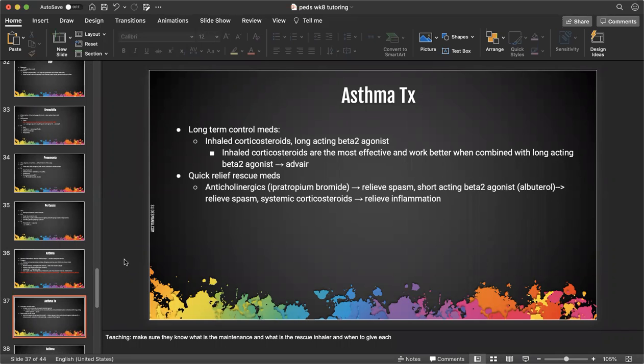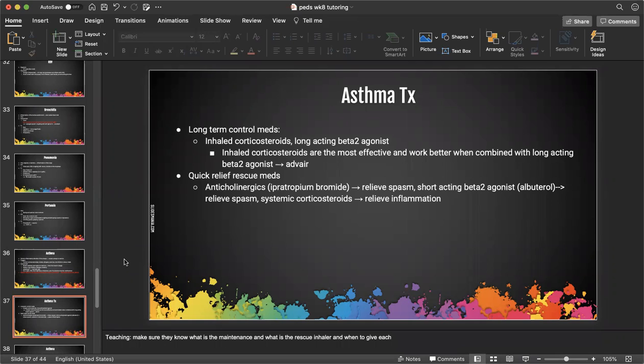And then there are also quick relief meds, so anticholinergics like ipratropium bromide, which relieves spasm. Then they can take the short-acting beta-2 agonists like albuterol, which also relieves spasm, and then systemic corticosteroids, which relieve inflammation.